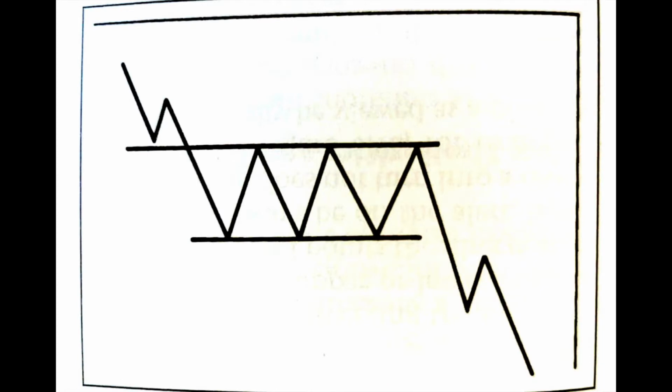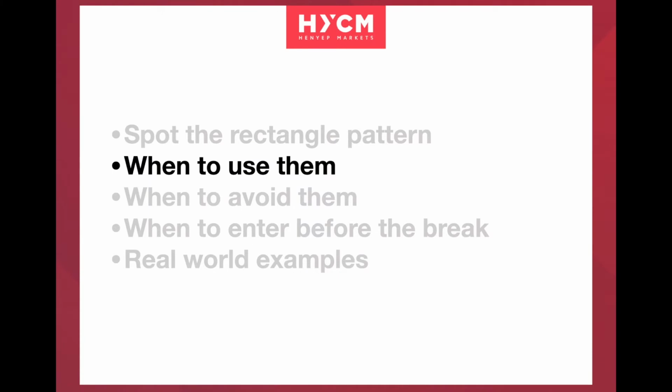Now, similarly, you can take a look here. You can see an example of a downtrend. This is a bearish rectangle. Now, rectangles are usually considered continuation patterns, but you have to be aware there's always the potential for these patterns to turn into triple bottoms or triple tops. So you just have to be aware of that when you're trading them.